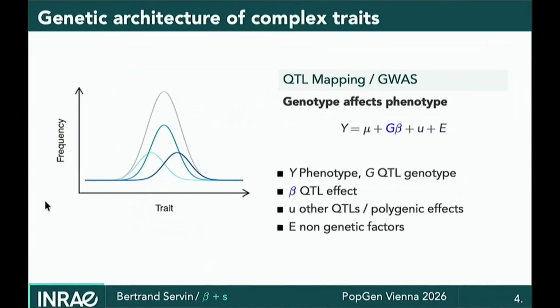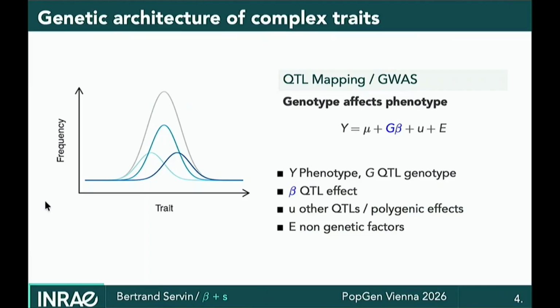Okay, so when we want to study the genetic architecture of complex traits, there are different ways. So of course, you can do QTL mapping or GWAS. So that means your question is, how does genotype affect my phenotype? So your phenotype, Y, is the response, and conditioning on the genetic diversity, you have G, and you want to find out what are the QTL effects, betas. And of course, when you do this for a particular locus, then you want to account for the fact that you have other QTLs on the genome, and so you usually have a polygenic effect in there. And of course, some non-genetic factors.